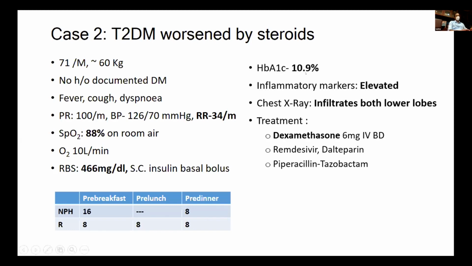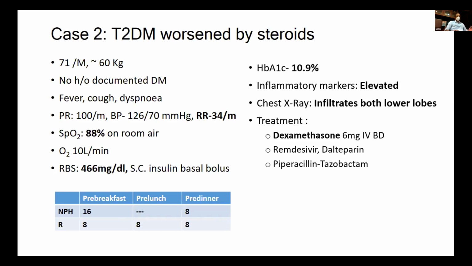The A1C came to be high, 10.9%. That means the patient had pre-existing diabetes. When in the hospital, the first time we see a blood sugar of 466 or high blood sugar and the A1C is more than 6.5%, that means the patient has pre-existing diabetes. If the A1C is less than 6.5%, that means it is new onset diabetes.